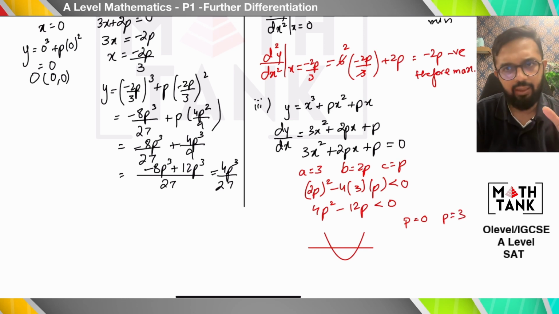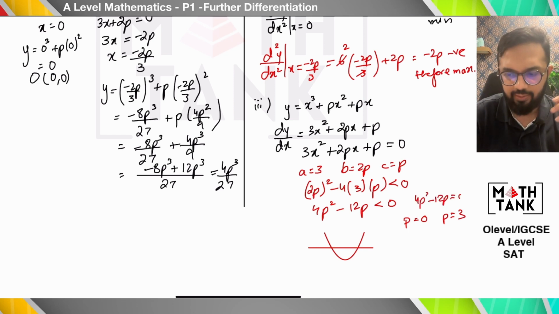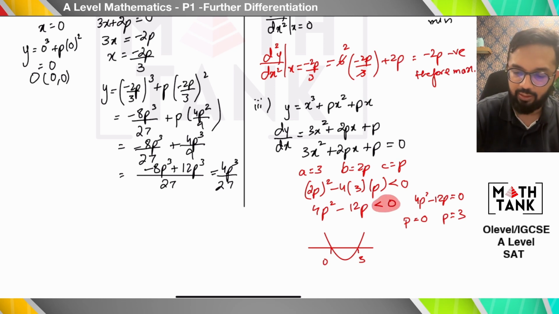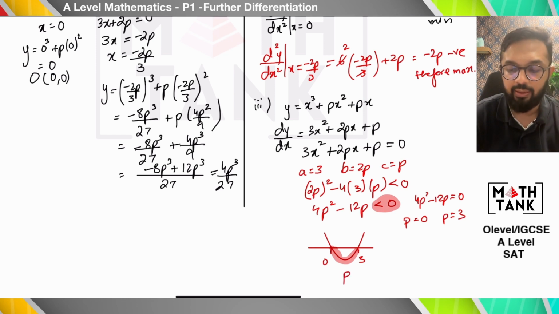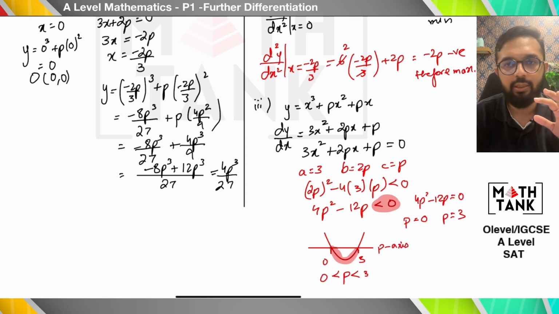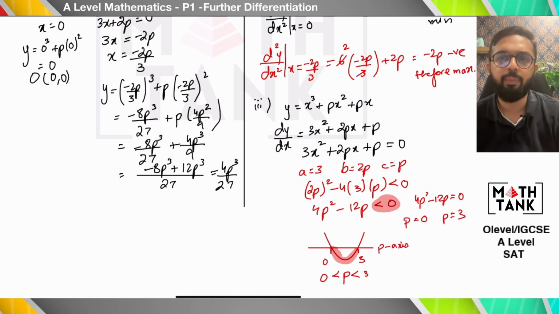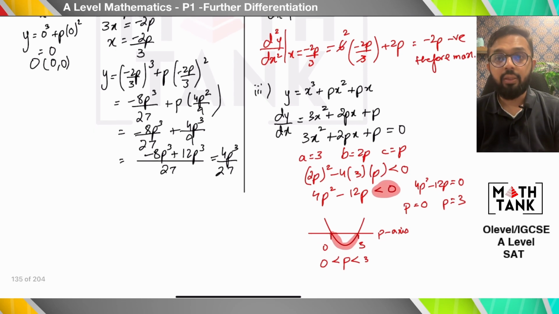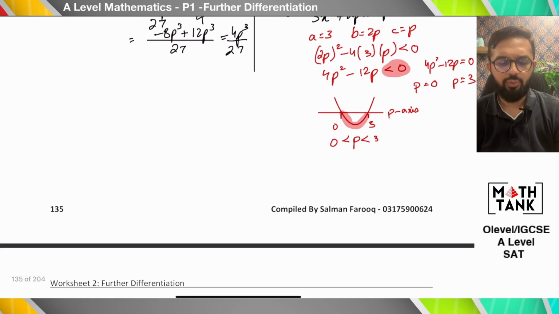That's what I've done on my calculator. Or if you want to solve them manually, it's also up to you. You can factor out a 4p, take a common factor and then solve. You get two values, 0 and 3. What values am I looking for? I'm looking for values that are less than 0, so I'm looking at this part of the curve. So p is between 0 and 3. This is a p-axis, not your x-axis, because you're getting values for p. So when p is between 0 and 3, this new curve will have no stationary points.